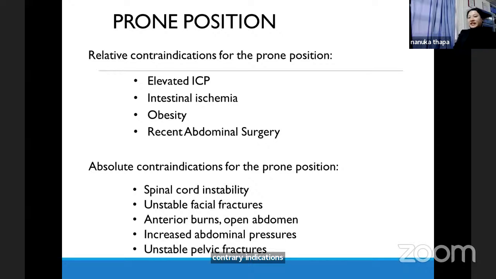So what are the contraindications? We have relative and absolute contraindications. In relative contraindications, these are elevated ICP or intracranial raised pressure, intestinal ischemia, obesity, and recent abdominal surgery. Absolute contraindications for prone positioning: we have spinal cord instability, unstable fractures, then anterior burns or open abdomen, increased abdominal pressures, and unstable pelvic fractures.